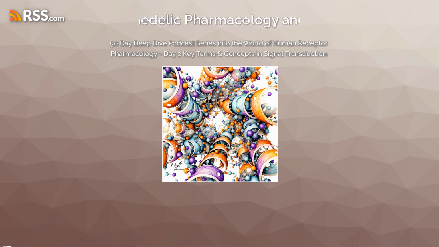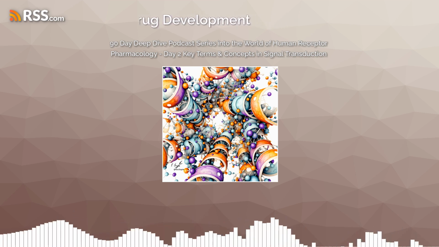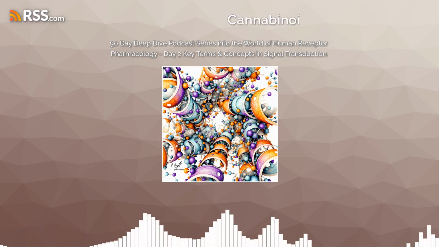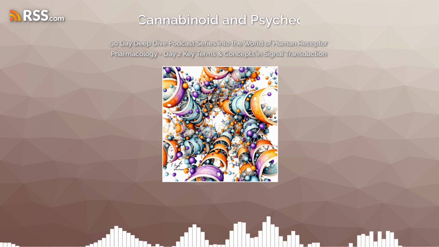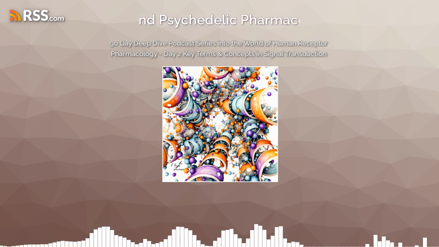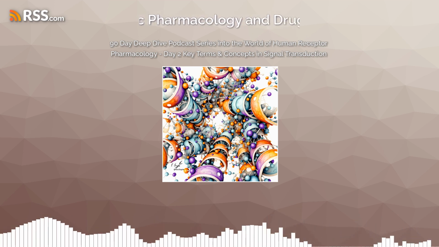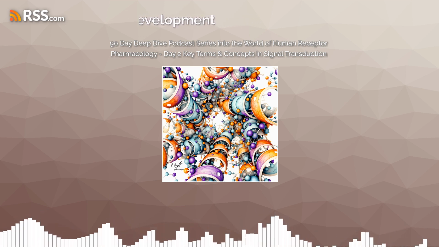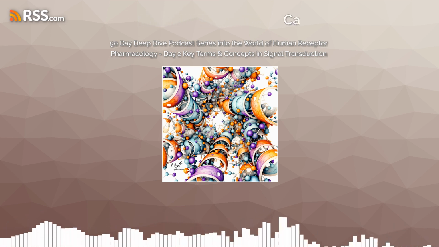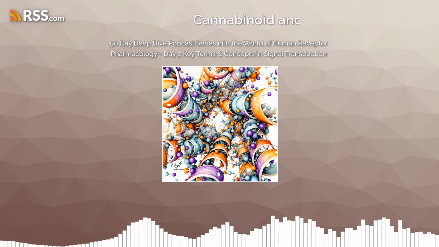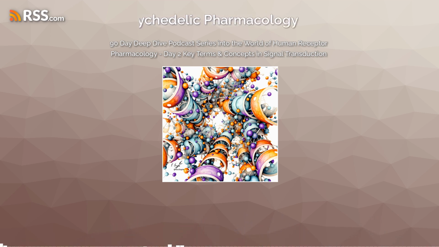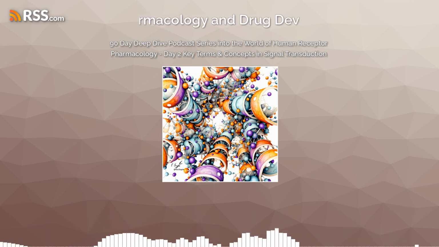Okay, I'm trying to wrap my head around this. So two different agonists could bind to the same receptor, but one might trigger pathway A and the other one triggers pathway B. Exactly. And that has huge implications for how we design drugs. Because you could design a biased agonist that only targets the pathway that you want to activate. And that would minimize those unwanted side effects. That's the idea. Biased agonism is a real game changer for developing those more targeted and effective therapies.